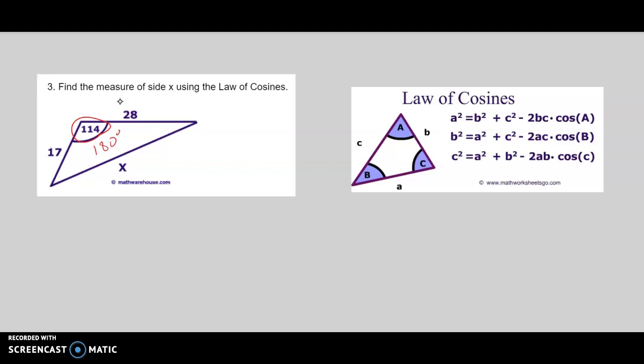Try the law of cosines. If you can't figure out a way to make it work, maybe it's the law of sines. But generally, if we have two sides and an angle in the middle here, and we're looking for the third side, we can use the law of cosines.